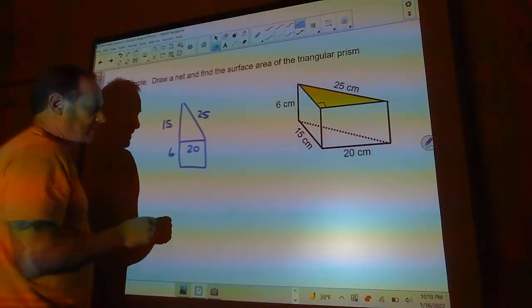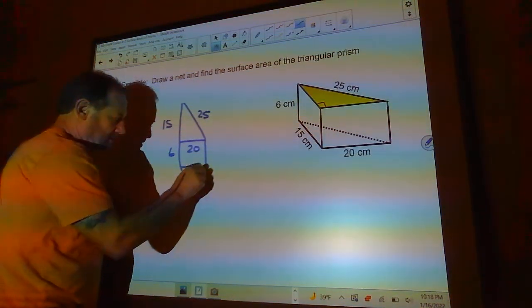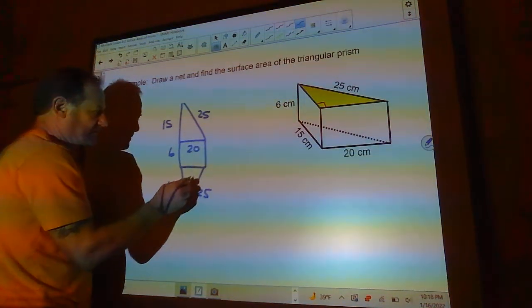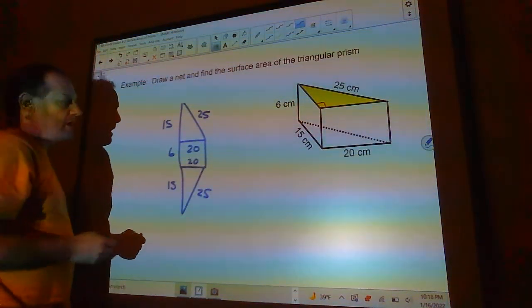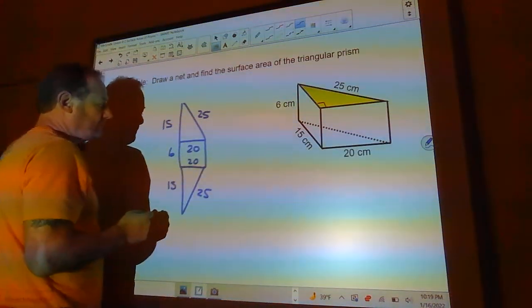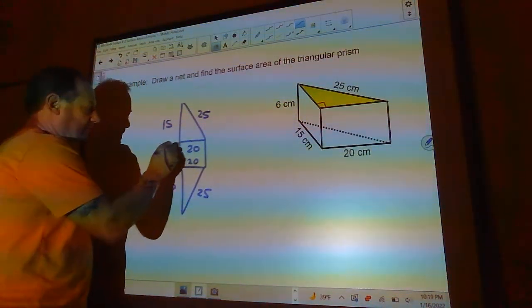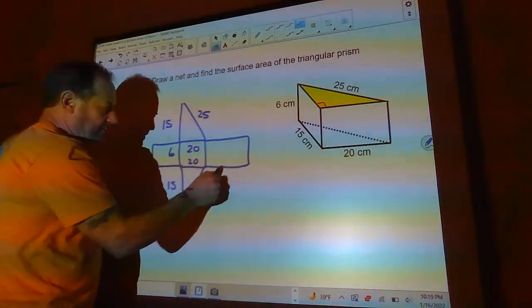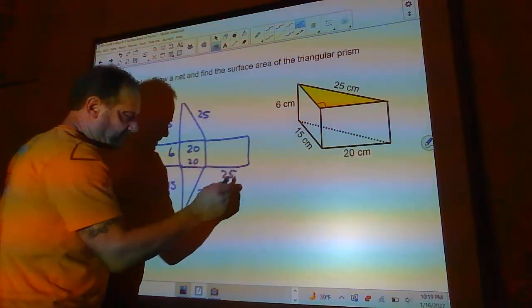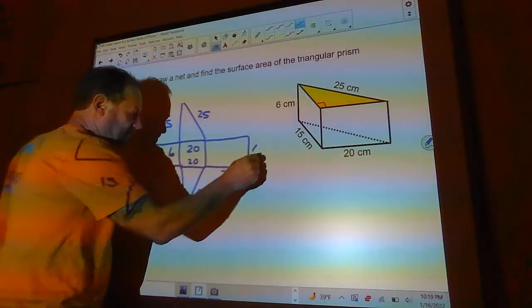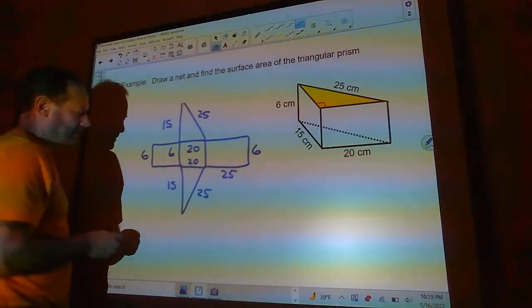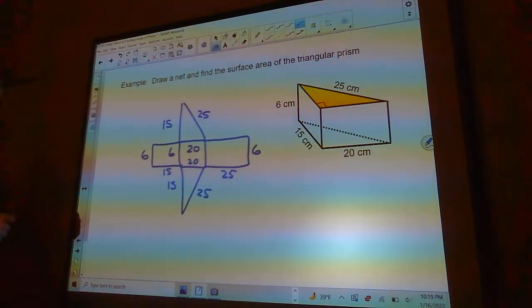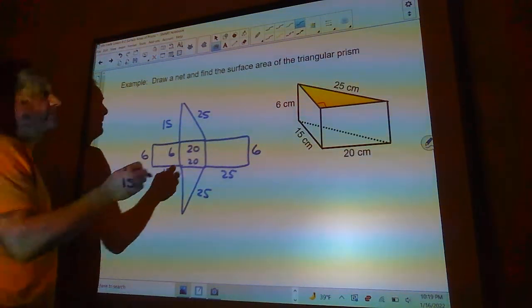And then there's going to be another triangle that's identical to this one. So this is going to be 15, this is going to be 25, and this is going to be 20 still. And then there's going to be another rectangle over here, and another rectangle over here. Now, this has got to match up with this, so this is going to be 25. This is the same as this, so that's going to be 6. These are going to be 6 all the way across here. This has to match up with this and this, so these are going to be 15. So I have 5 things. There's my net. I just drew my net.